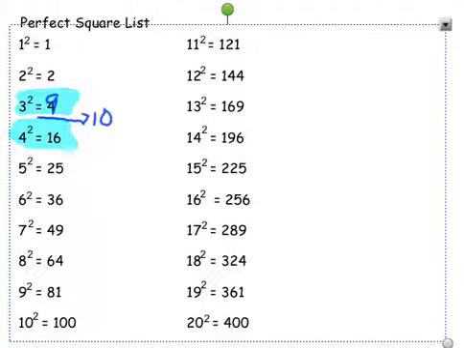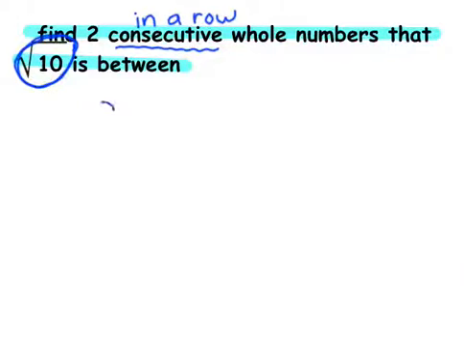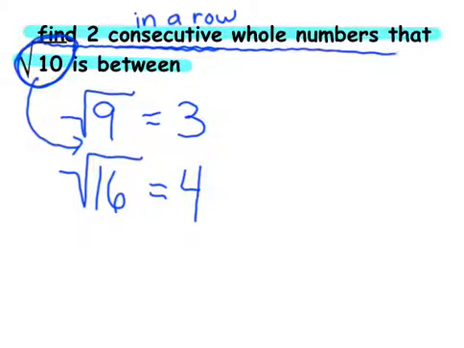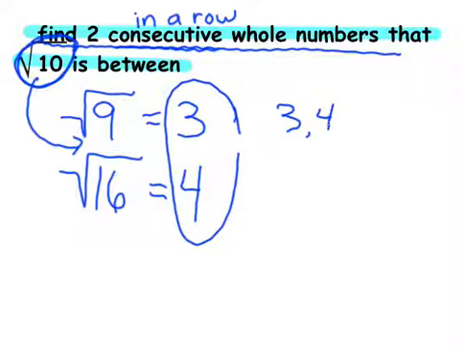So I'm going to go back to that question and write that down. I have that number on my list, and I have the square root of 16 on my list. 10 is somewhere in between those two. So what we do is we answer the ones we know. The square root of 9 is 3. The square root of 16 is 4. Find two consecutive whole numbers that it's between. 3 and 4, they're consecutive whole numbers. They're in a row. So your answer is it's between 3 and 4.